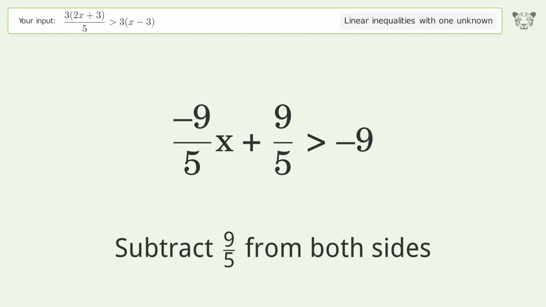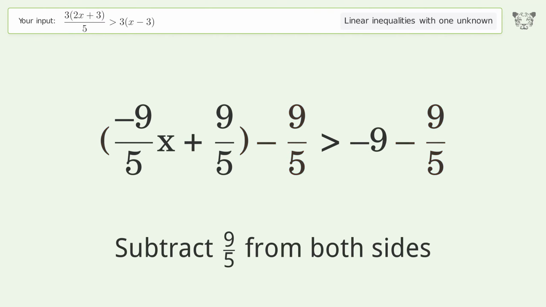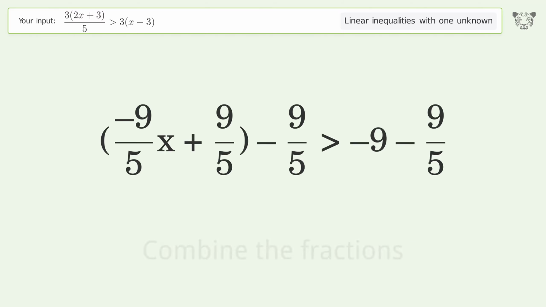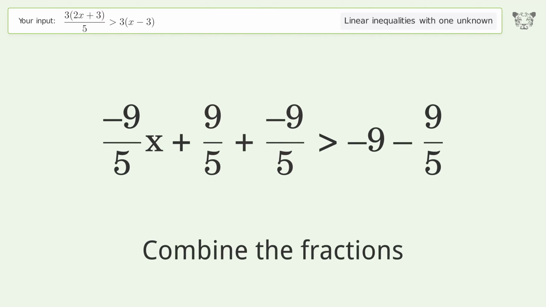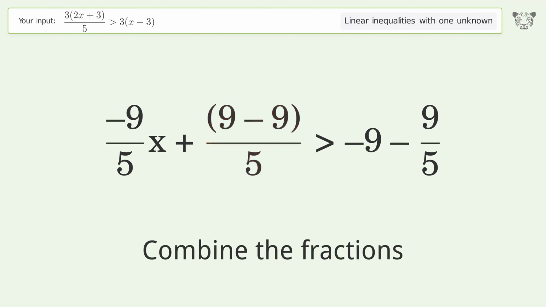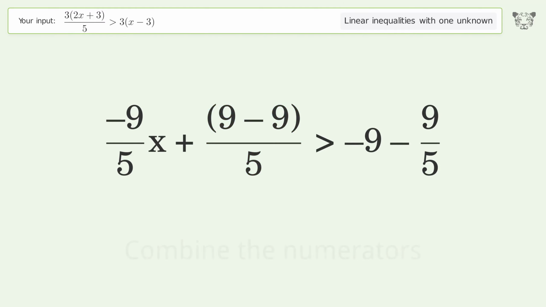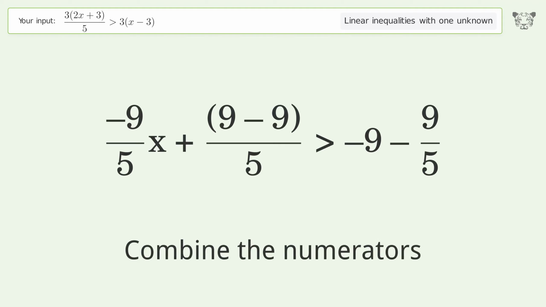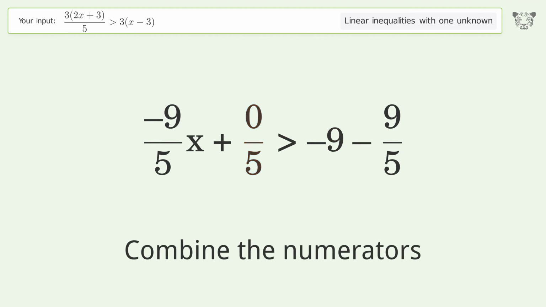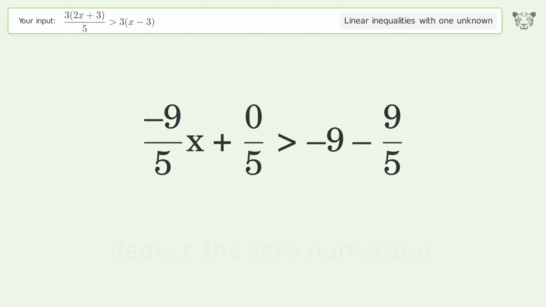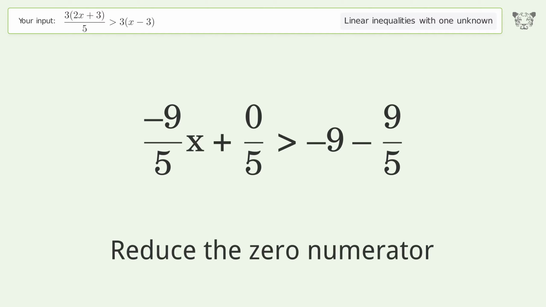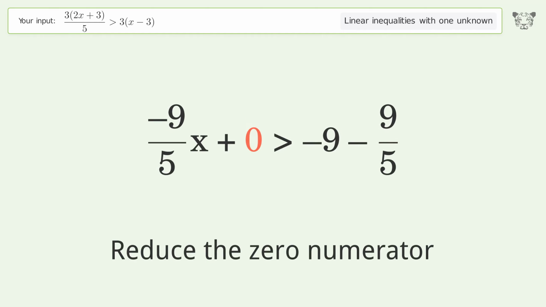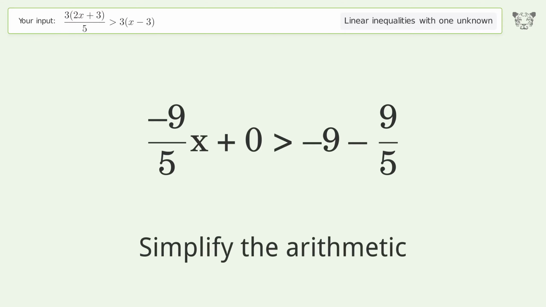Subtract 9/5 from both sides. Combine the fractions. Combine the numerators. Reduce the zero numerator. Simplify the arithmetic.